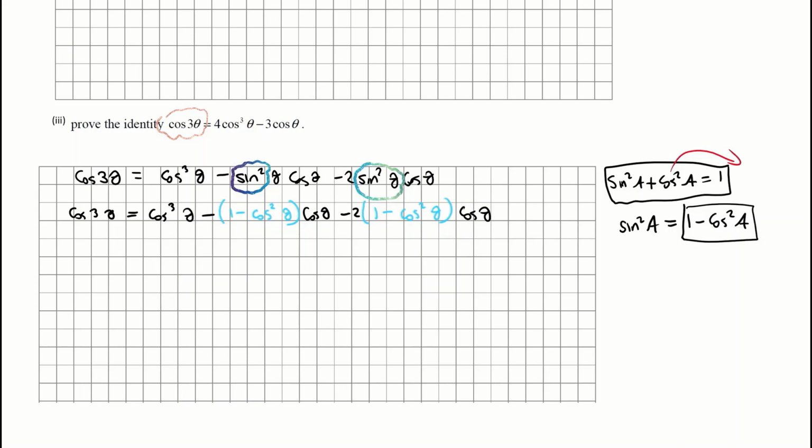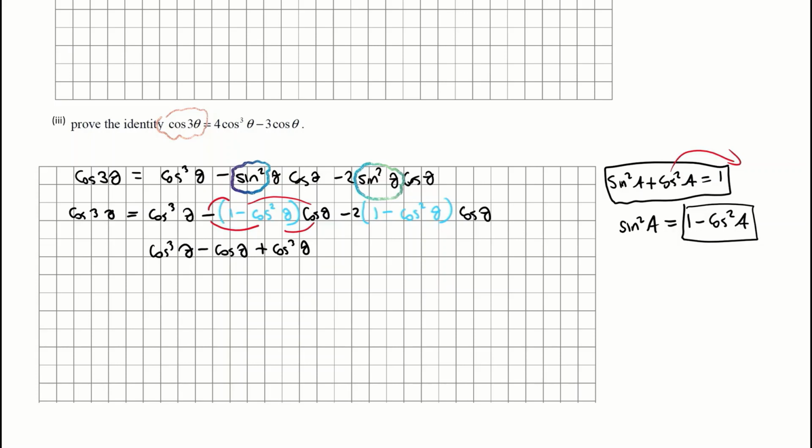So a little bit of tidying up here now. I'm going to multiply the minus into the bracket, and I'm also going to multiply the cos into the bracket. So if I multiply the minus by the cos, I get minus cos. So minus cos by the 1 will give me minus cos theta, and the minus cos by the minus cos squared will give me a plus cos cubed theta. So that's when I multiply in my bracket.